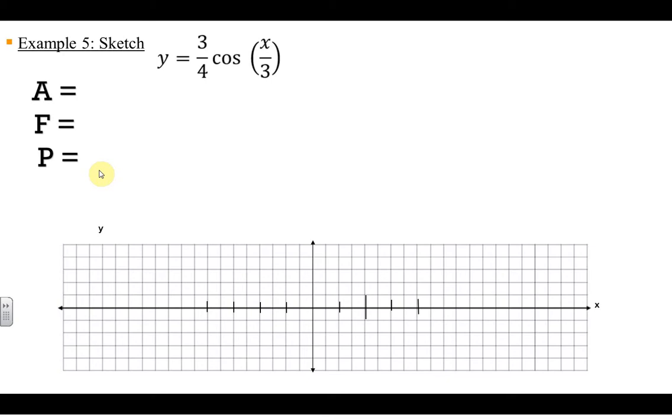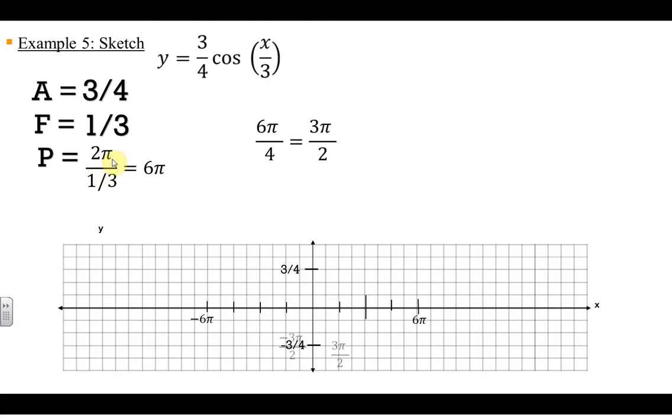All right, here we go. Amplitude, 3/4. Frequency, 1/3. 2 pi divided by 1/3, you need to remember to multiply by the reciprocal, 6 pi. Those give us our starting and end points. Halfway, 6 pi divided by 4, because you have to break it up into your 4 sections, is 3 pi over 2, so that's your first section. You should know how we're getting this: divide by 4, and then just add that value on. Use your calculator to help if you need to. It is a tool for you to use.